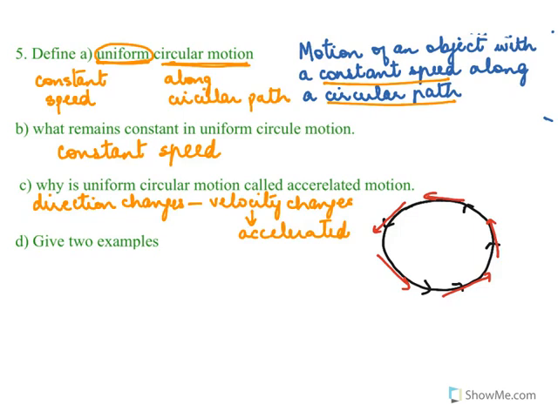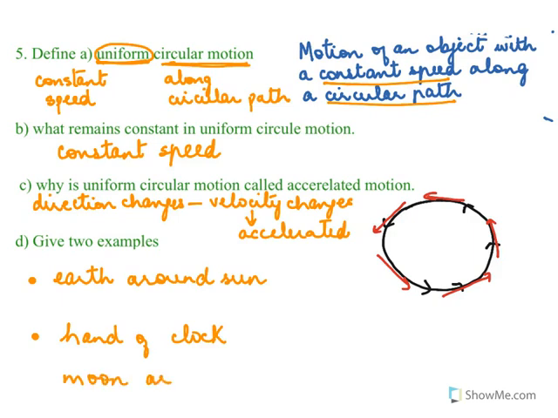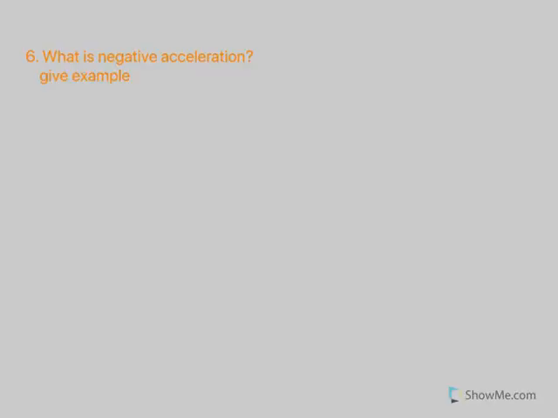Now give examples of uniform circular motion. There are many examples. We'll just give a few of them, like the revolution of the earth around the sun, the hand of a clock, movement of the moon around the earth. These are all uniform circular motions.